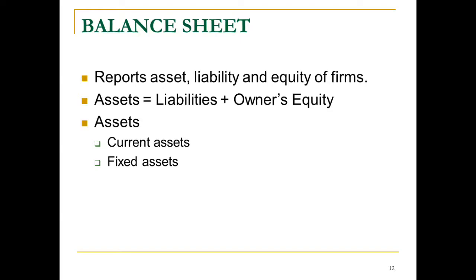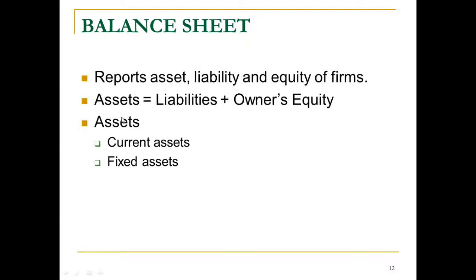And a balance sheet is a report that provides the total assets and total liabilities and equity of the firm. The formula for a balance sheet is assets equal liabilities plus owner's equity. So these two sides will always balance. If your assets are 100,000, your liabilities and owner's equity will also be 100,000.